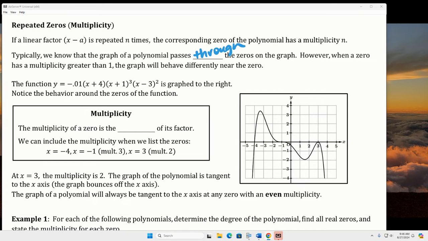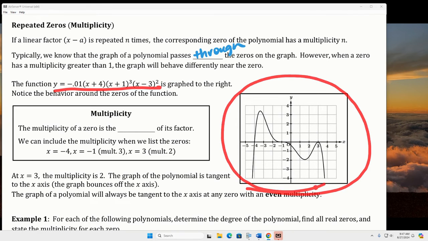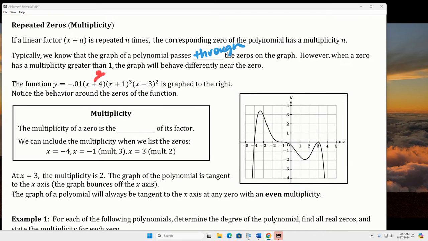Okay, so here is the equation for this function. The first factor is x plus 4. What would the zero be if the factor is x plus 4? Negative 4. And so at negative 4, you can see the graph just passes through the x-axis there. That's typical about zeros. Okay, x plus 1 gives you a zero. What would it be? Negative 1.